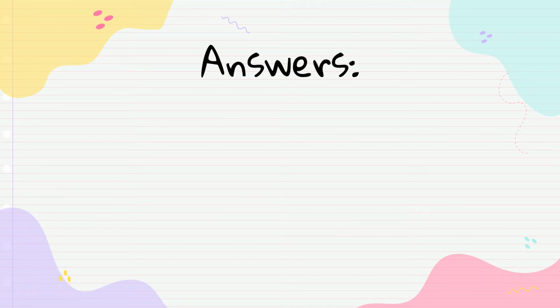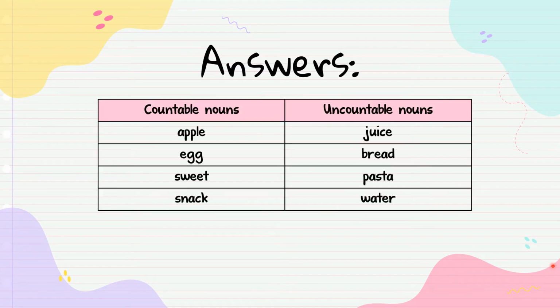Okay, I hope you have done answering all the questions. Now we are going to look at the answers. Okay, these are the answers. Countable nouns: apple, egg, sweet and snack. Uncountable: juice, bread, pasta and water. I hope you got all correct for this one. Okay, moving on.